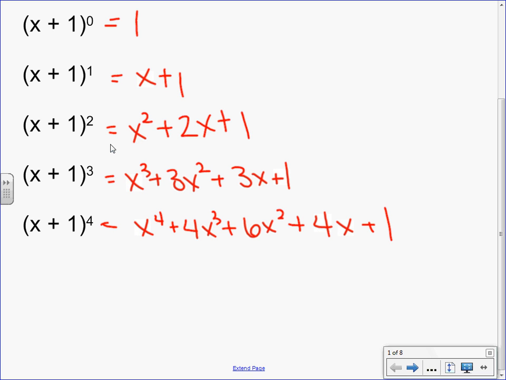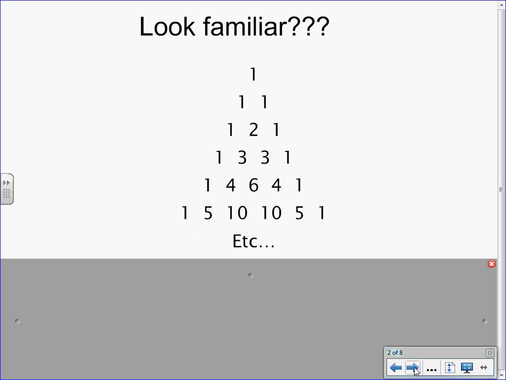All right. Do these numbers look familiar? No. Oh, it's that triangle thing. Yes, the triangle thing. You mean this? Yes. Oh, I remember that.